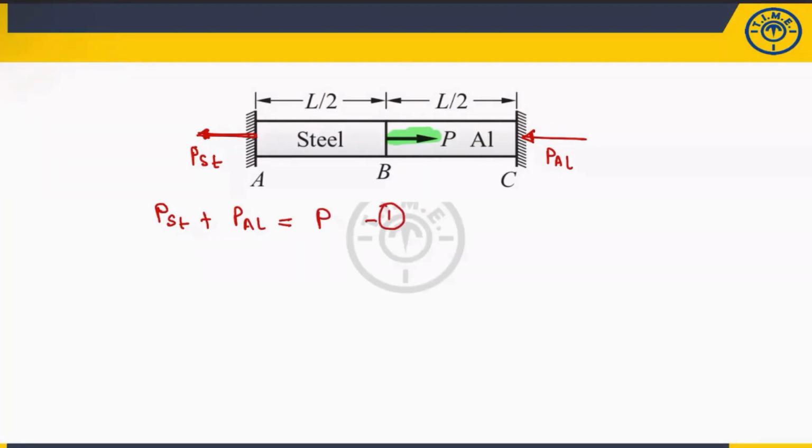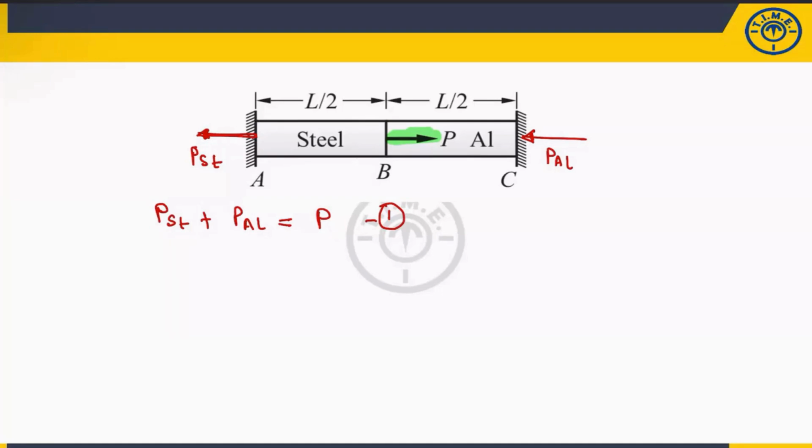Now the second equation. You know the first equation is for P, which you have to calculate. The P of steel and aluminum is also unknown, but how will you solve? If you get the relation between steel and aluminum in terms of P, your problem is solved. You know that both bars are fixed.